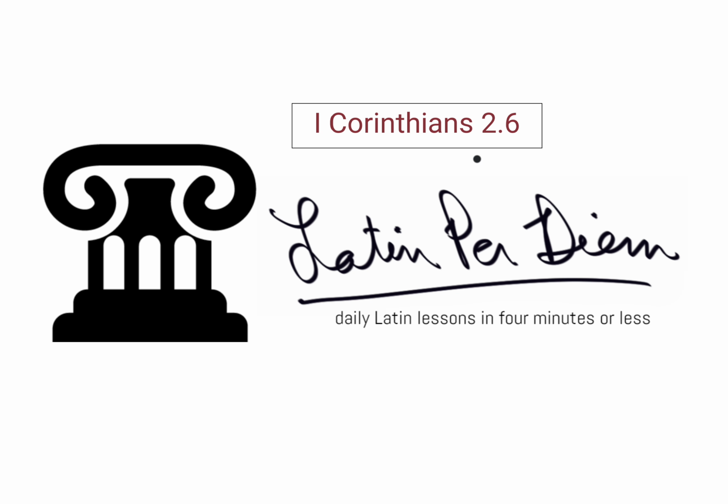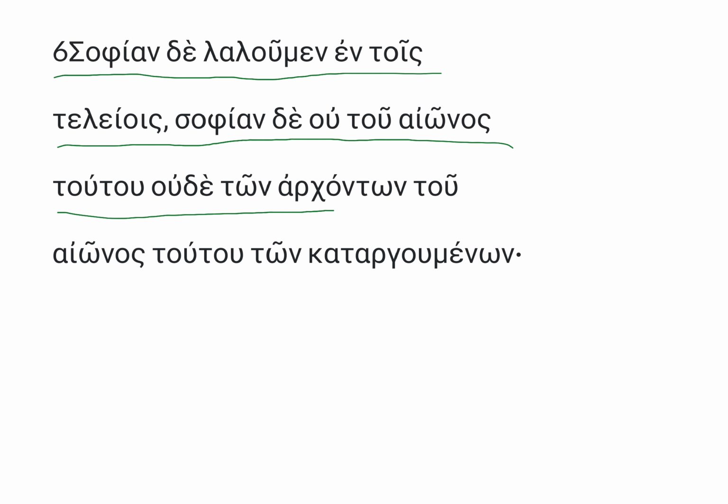1 Corinthians chapter 2, verse 6. Sophian de laloumen en tois teleiois, sophian de ou tou aionos toutou, oude ton archonton tou aionos toutou, ton katargoumenon. Paul now continues with the adversative de.